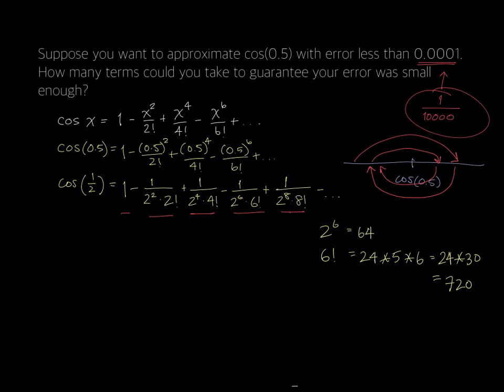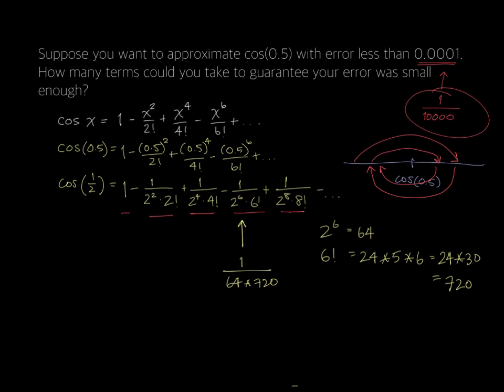I did some quick notes on the side, and you can even copy my approach to computing factorials when you're doing things by hand on an exam or something. I do 4 factorial by itself, and then I'm like times 5 times 6, and I am not signing up to do 24 times 5, and then that product times 6. You absolutely could, but that is more complicated than just saying this is the same as 24 times 30, which is 720. So what we actually have in this 4th term is 1 over 64 times 720.